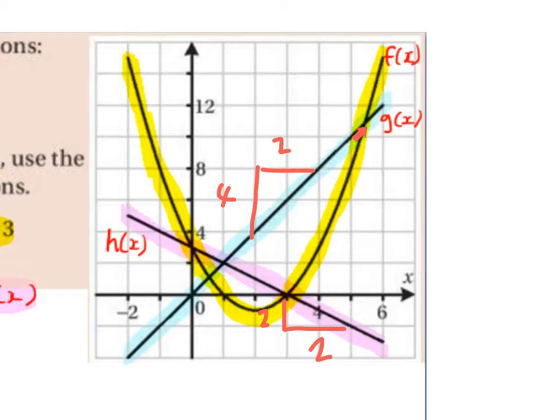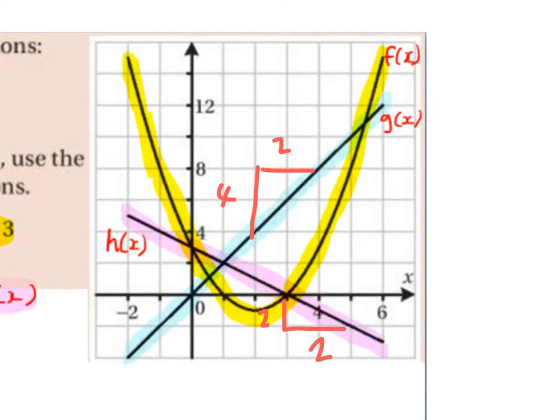Starting with our x value, if this is 5 and this is 6, then this is about 5.5 on our x-axis. And then looking at our y-axis, if this is 8, this is 10, this is 12, then right here is about 11. So one point of intersection is 5.5, 11.